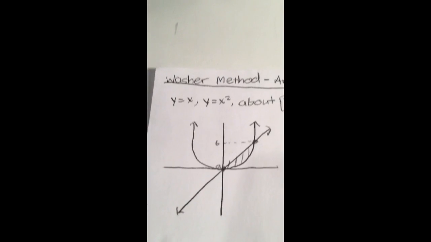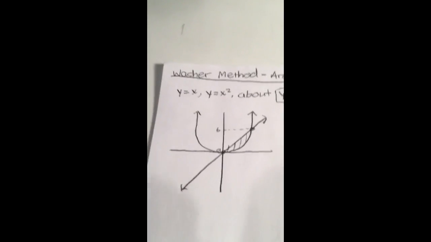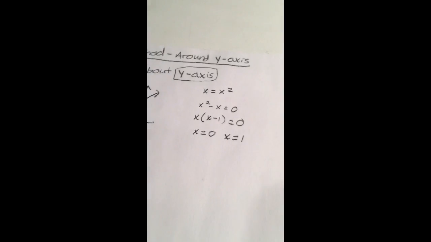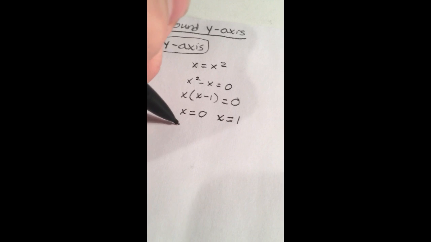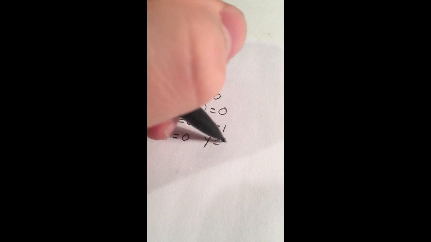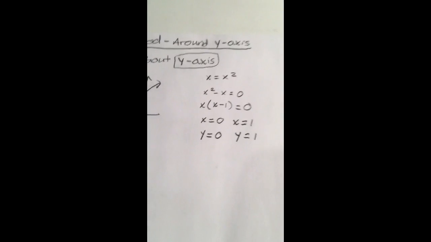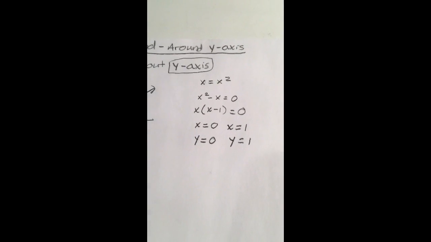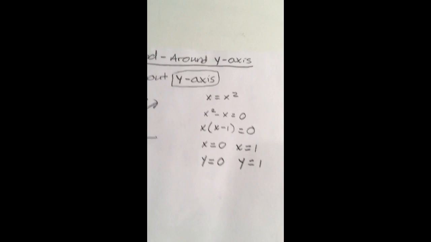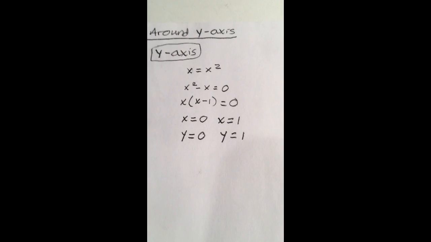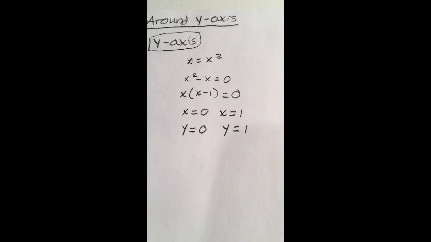With these it's easy because they're pretty simple functions, so I'll just use y equals x. So when x is equal to 0, y will equal 0, and when x is equal to 1, y will equal 1. Usually they won't be the same like this, but in this case they are. So your limits of integration for this problem are going to be 0 and 1.